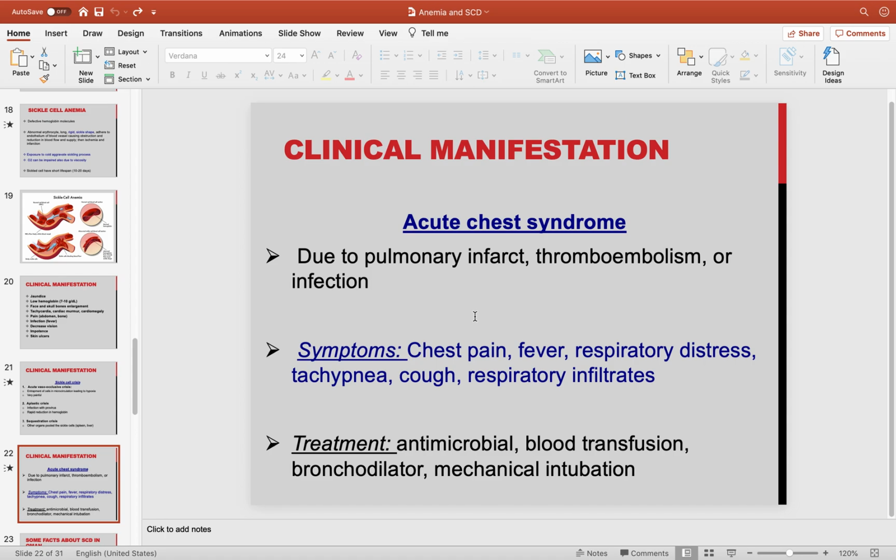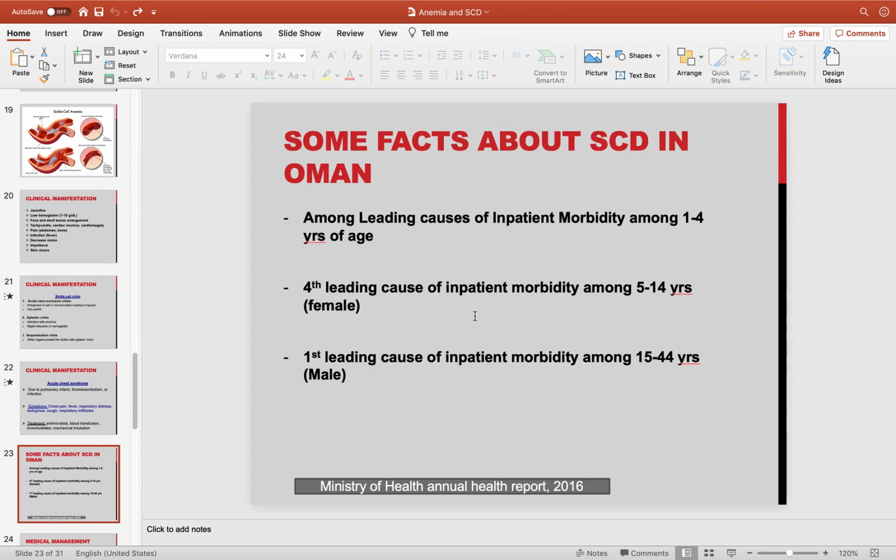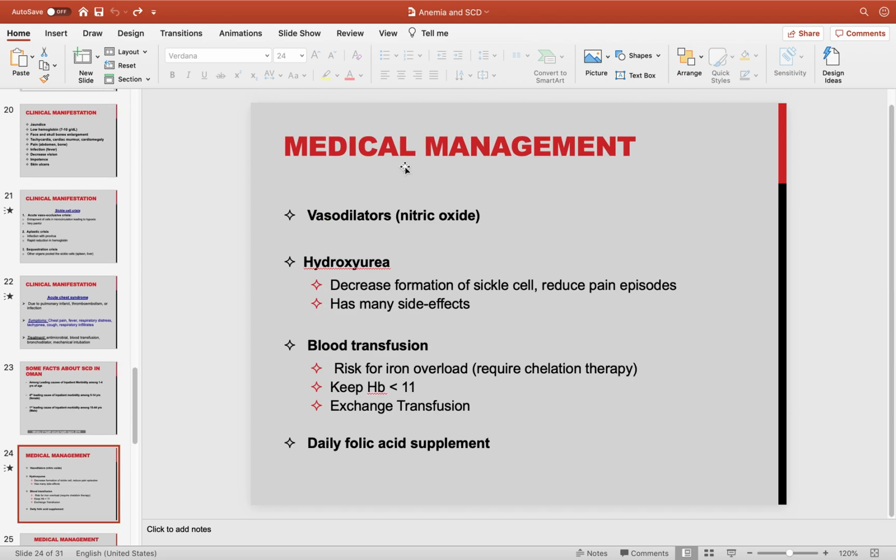In treatment, it's very important to start antibiotics, blood transfusion, and bronchodilators. Sometimes a patient in severe condition may need mechanical ventilation and intubation. It's very important in this slide to understand that sickle cell disease is common in Oman, and because of that it's very important to understand the pathophysiology and the nursing management and interventions when you care for a patient with sickle cell disease. And here, for medical management, there are different types of medical management of patients with sickle cell disease.